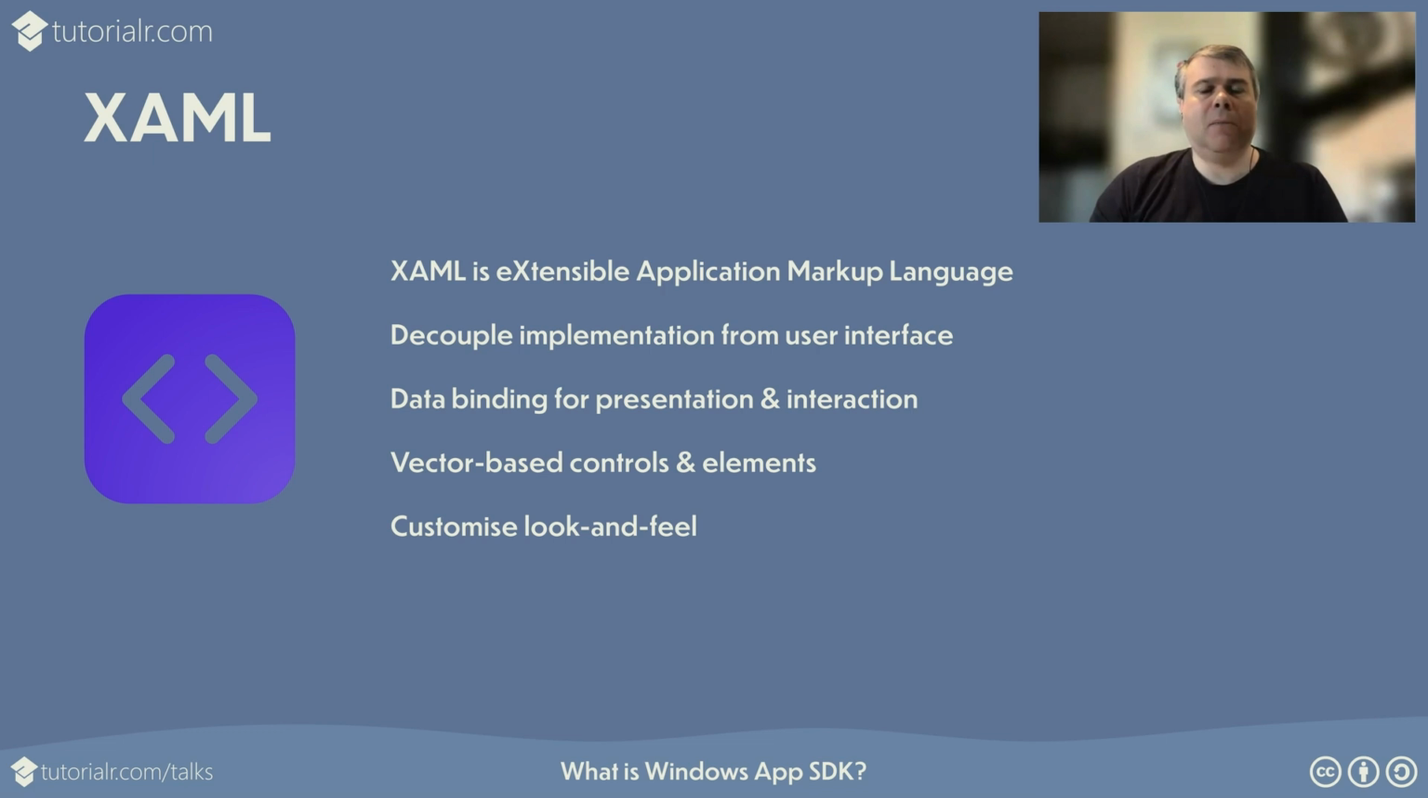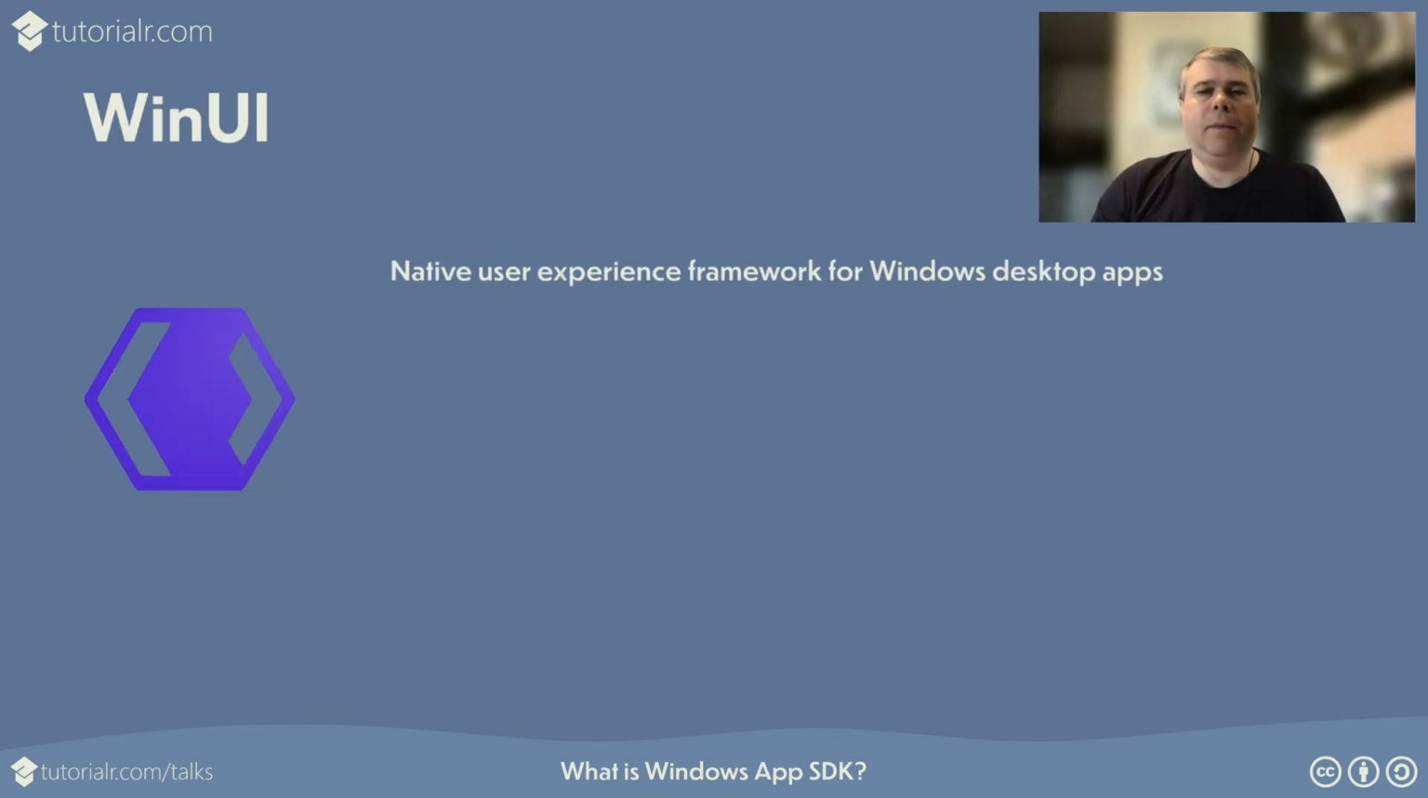Developers can completely customize the look and feel of an application without impacting the implementation of an application with XAML. WinUI is the modern user interface framework for building intuitive and accessible native Windows applications using the latest user interface patterns. WinUI 3 is shipped as part of Windows App SDK and decoupled from Windows itself, enabling new features to work on older versions of Windows.